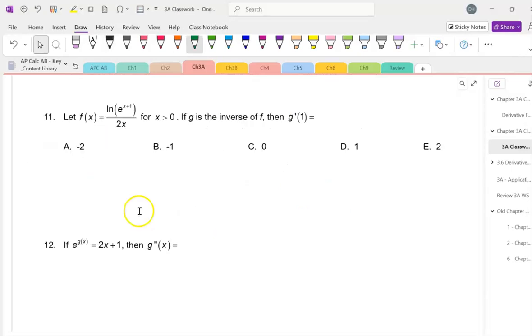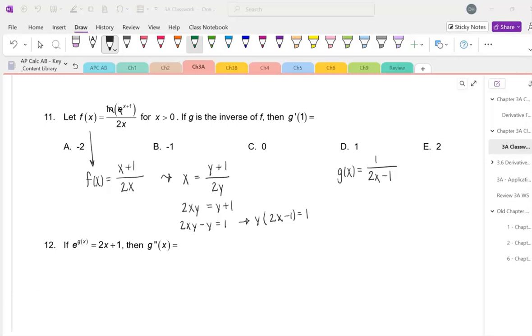Number 11 is another fun one, again involving natural log. You can cancel those out. So the original function would be f of x equals x plus 1 divided by 2x. Now it says that g is the inverse of f, then g prime of 1 equals what? So you're going to have to use your inverse rules, which you replace your y and your x, and then solve for the new y. Once you solve for the new y, you're going to call that g.